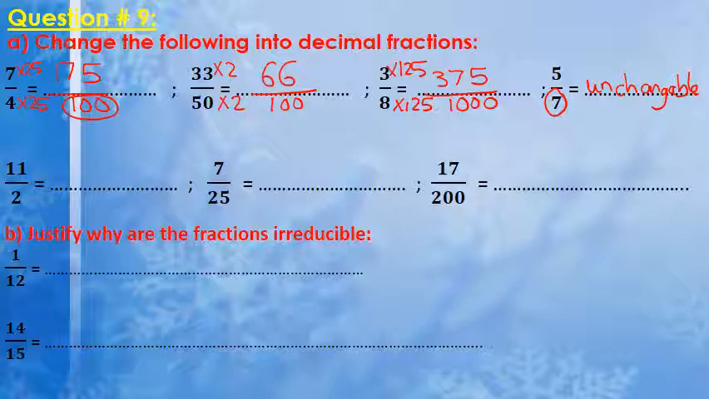11 over 2, 2 is changed into 10. How do we change 2 into 10? We multiply by 5, so up we multiply by 5. 11 times 5 is 55. 55 over 10 is a decimal fraction.